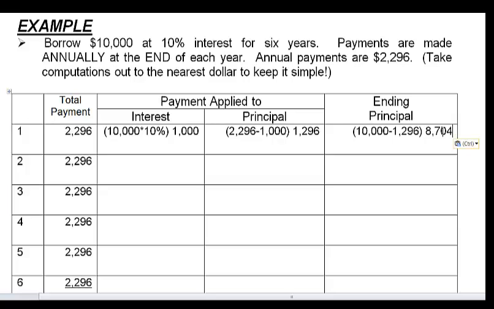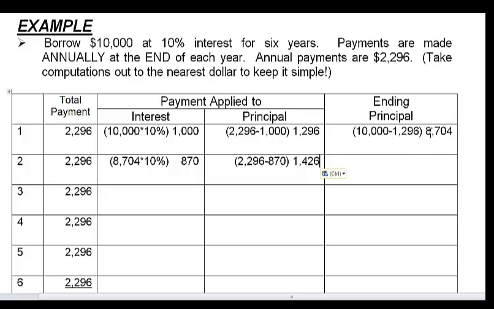$8,704. For next year, when I go to calculate my interest, it's going to be my ending principal, the $8,704, times my interest rate. $8,704 times 10% says I'm going to have $870 in interest coming for year 2. How much of year 2's payment goes to principal? It's going to be the total payment of $2,296 minus the $870 that went to interest, says I would pay $1,426 toward my principal.